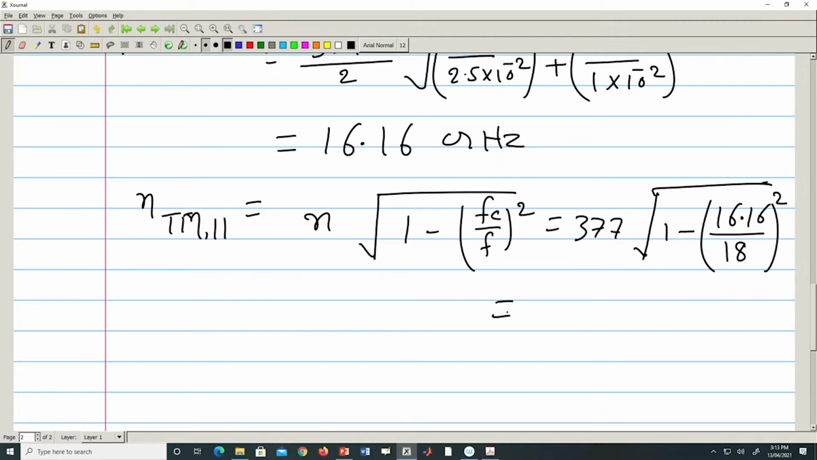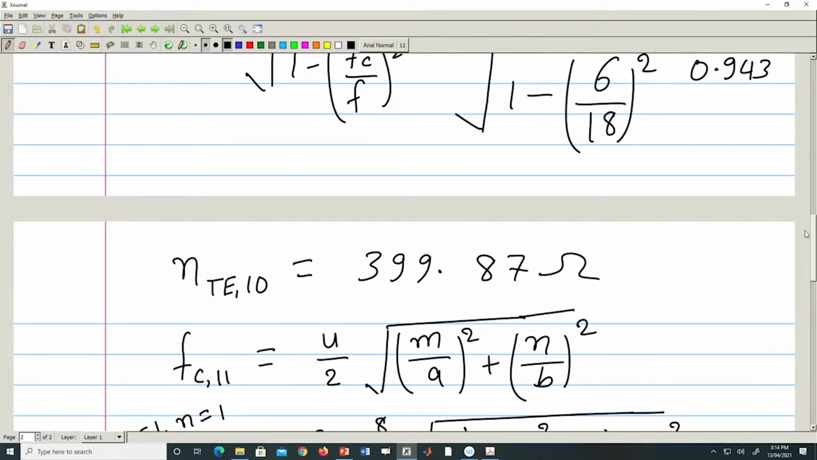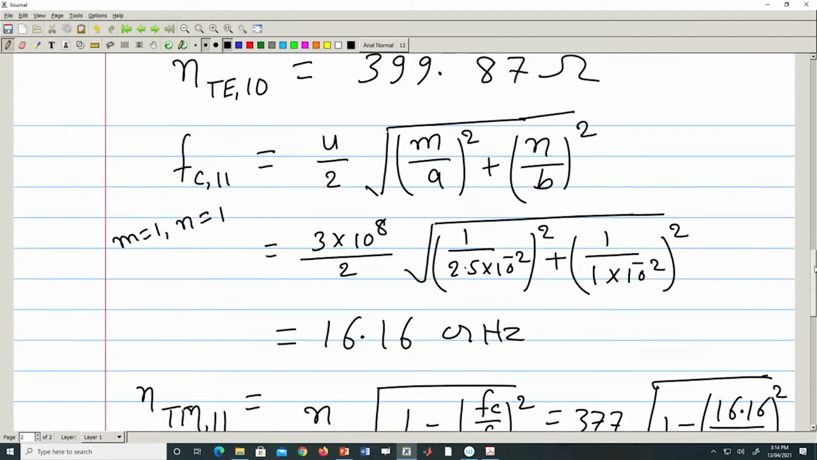So, we can see that the wave impedance for the TE10 mode is more, and that is also greater than 377, that is the wave impedance of free space, but for the TM mode it is less than the free space wave impedance. So, this is the solution for the second part. Now, we can go to the next, second question.